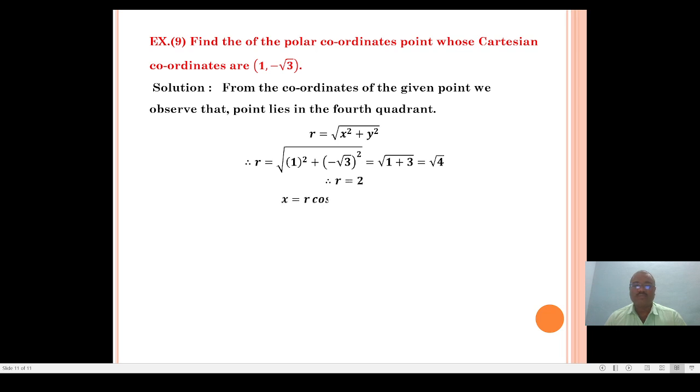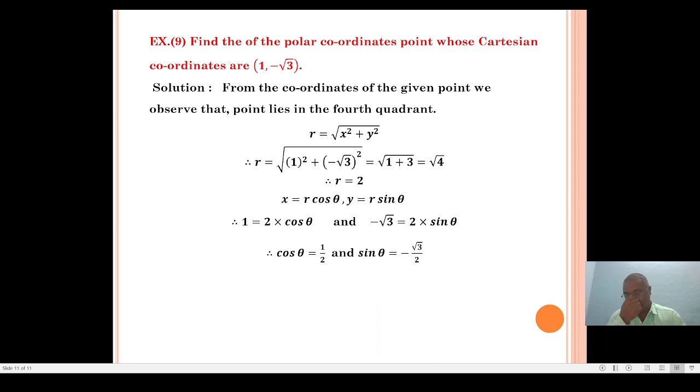x equals r cos theta, y equals r sin theta gives 1 equals 2 cos theta and minus root 3 equals 2 sin theta. Therefore cos theta equals half and sin theta equals minus root 3 by 2. And therefore theta equals 5 pi by 3, and the required polar coordinates are (2, 5 pi by 3).